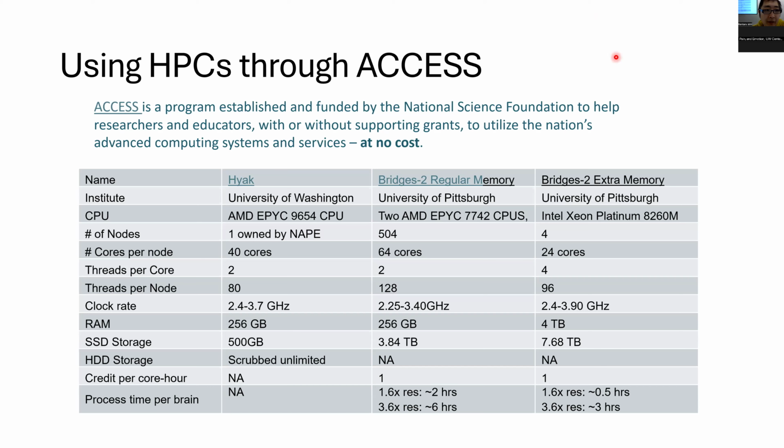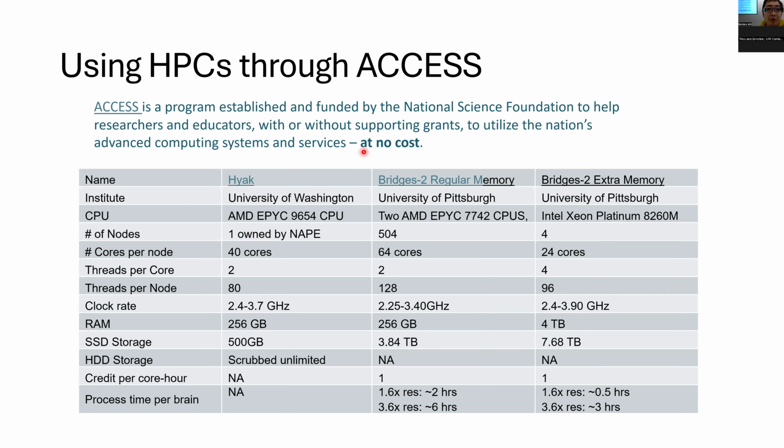So what the Stuber Lab has started to use is access to computer clusters through an NSF program called ACCESS. As it says here, ACCESS is a program established and funded by the NSF to help researchers and educators, with or without supporting grants, utilize the nation's advanced computer systems and services at no cost. So this was really, really good for us. We actually purchased a node on the computer cluster at UW Hyak. This was, I think, $5,000 or something like that, or maybe more than $50,000. I forgot, but it was a good amount of money to just get one node.